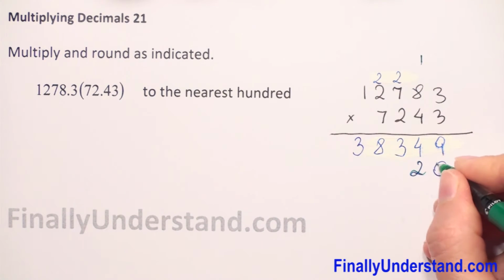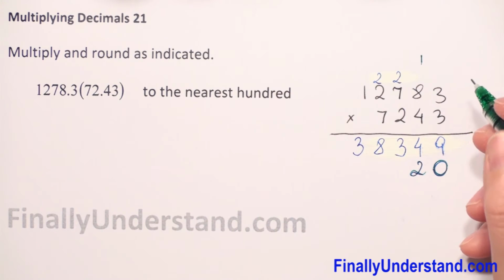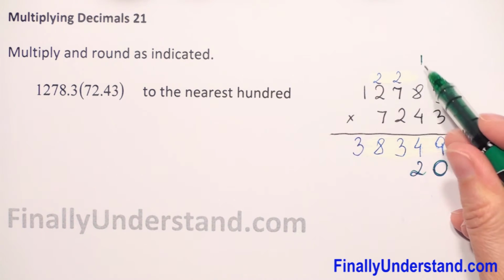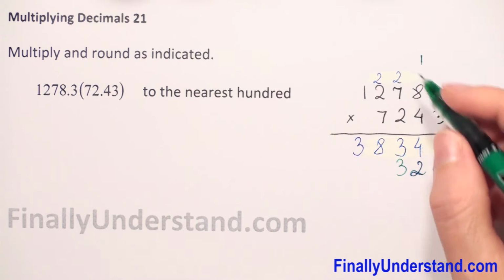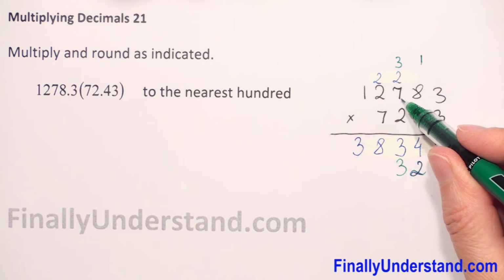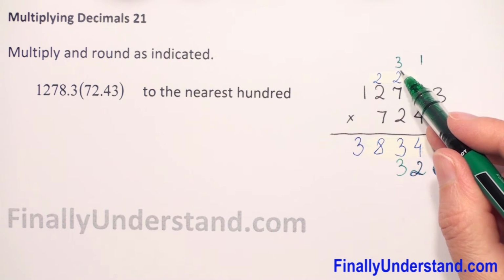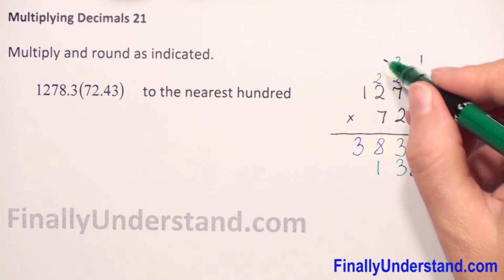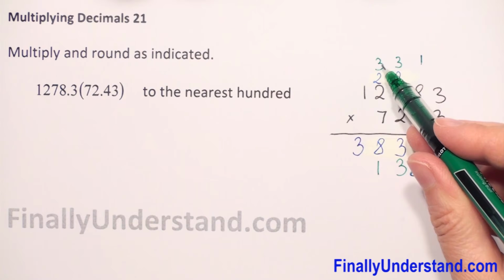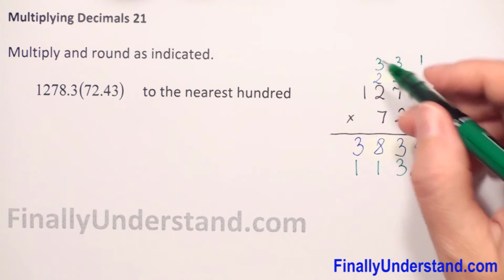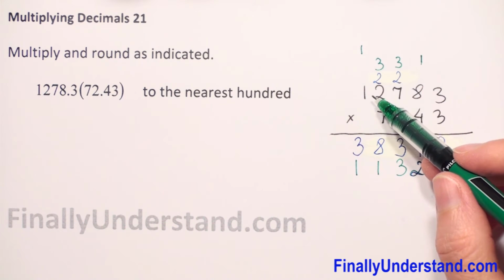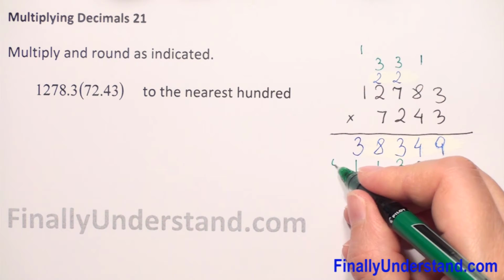So this is 20. And next we have 4 times 8 is 32 plus 1 is 33. So we have 3 and 3 will go to next column. 4 times 7 is 28 plus 3 is 31. So we have 1 and 3 will go to next column. 4 times 2 is 8 plus 3 is 11. So we have 1 and 1 will go to next column. 4 times 1 is 4 plus 1 is 5.